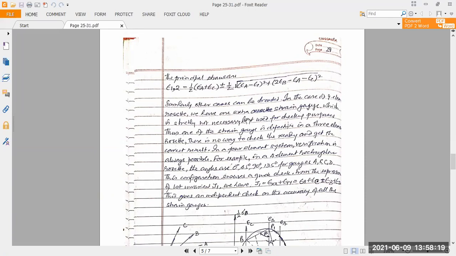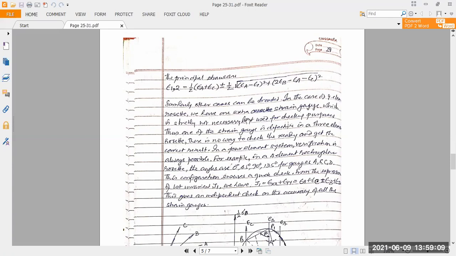The fourth gauge is used to know the situation of the 3 element gauges itself. There is no way to check the reading and get the correct result unless you know correctly whether the stresses are wrong, or these gauges are wrong or right. So with the same 4 element gauges, we can verify whether the gauges are correct or not. Say a 4 element rectangular strain gauge: we place the first gauge at OX, that is 0 degrees, epsilon A; second at 45 degrees, that is epsilon B; third at 90 degrees, that is epsilon C; fourth at 135 degrees, that is epsilon D. A, B, C, D gauges. So the configuration ensures a quick check.